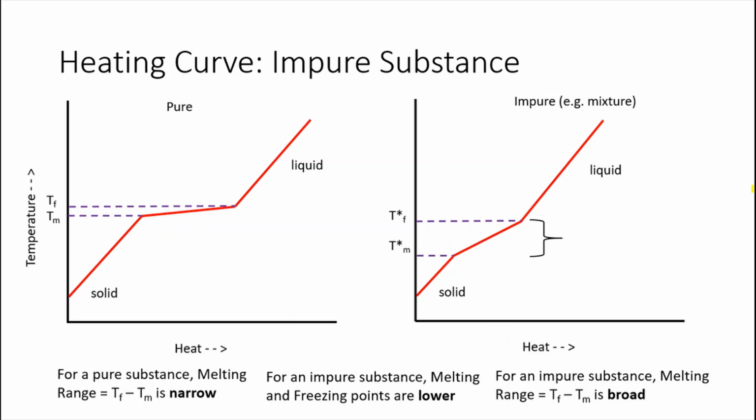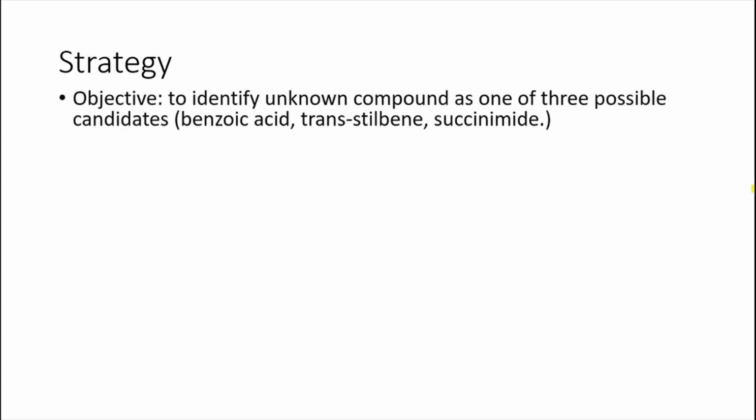Now we can also use this to play a trick in terms of identifying substances. So this is our strategy for today's experiment. You're going to be given an unknown compound and you're going to identify it as one of three possible candidates: benzoic acid, transstilbene, and succinimide.